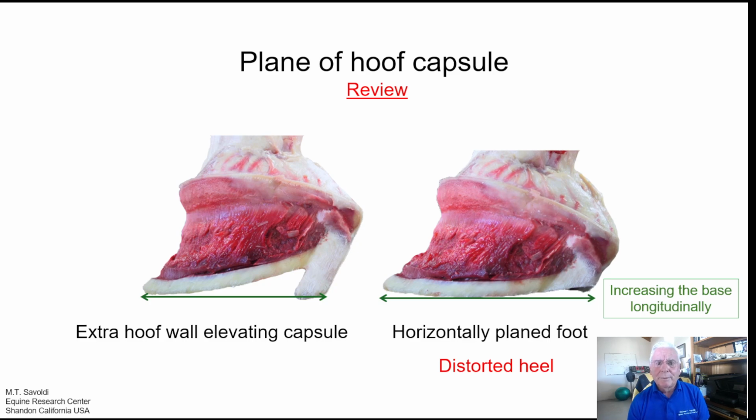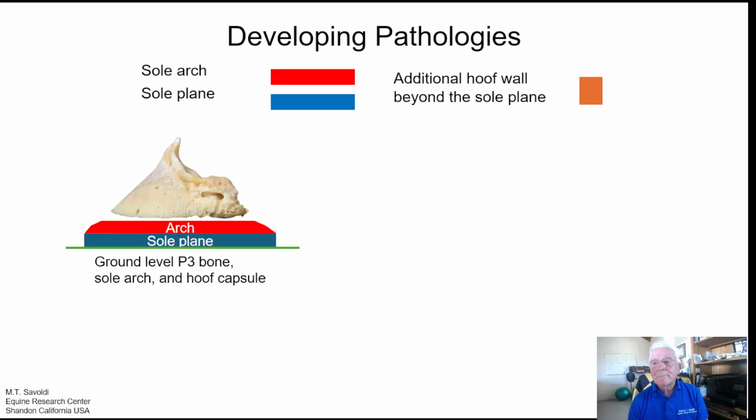This horse can have a problem in the toe. It's not going to want to be happy. The other foot's a much happier horse. So, developing pathologies. The red represents the sole arch, and that blue represents the sole plane. And if you notice, everything is at ground level. Again, this is where you find feet that are functioning well.